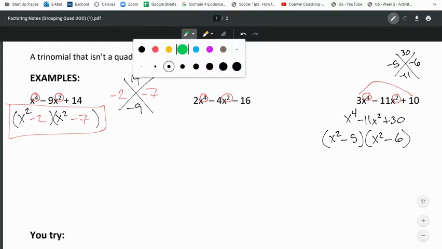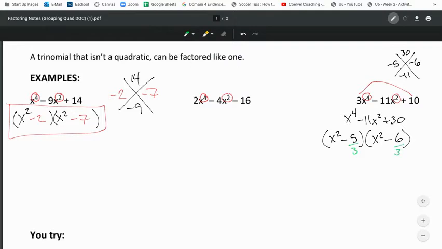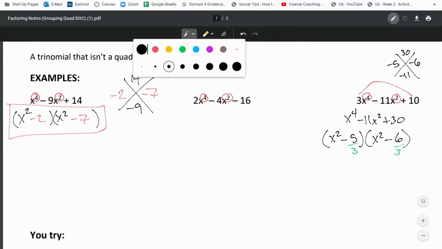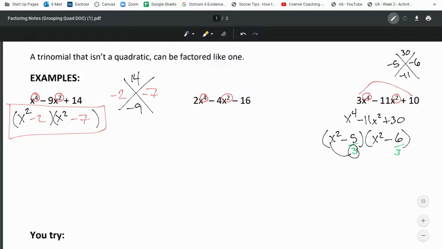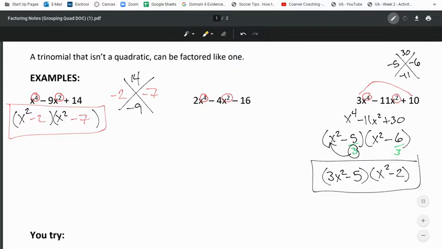Then I have to divide by the 3. Hence slide and divide. This doesn't divide evenly, so I throw that back in front. 3x squared minus 5 times x squared minus 2. So again, I'm done for that one.